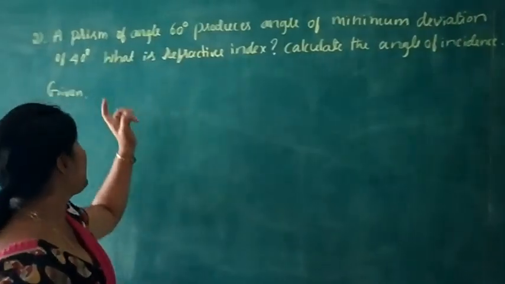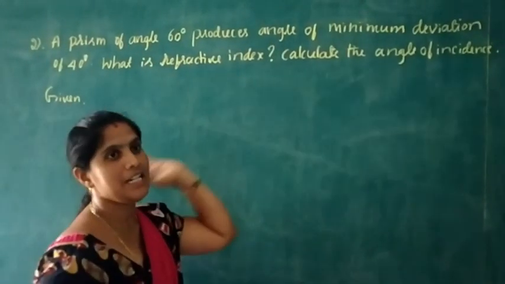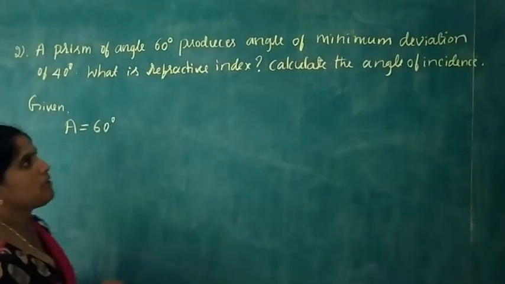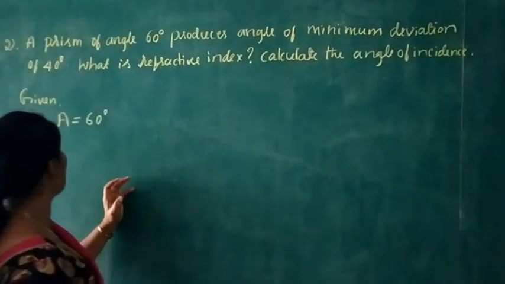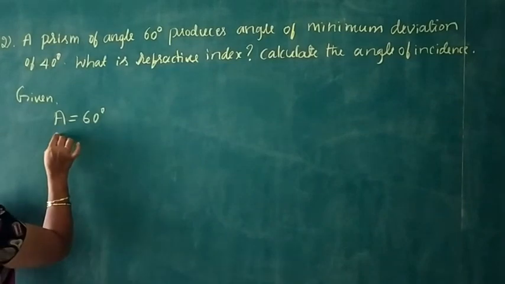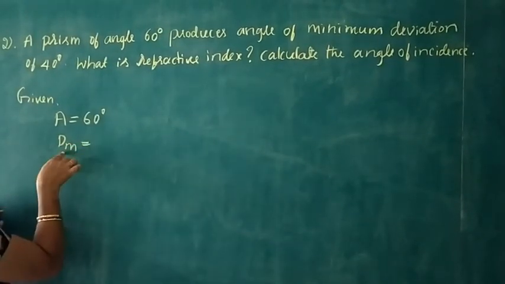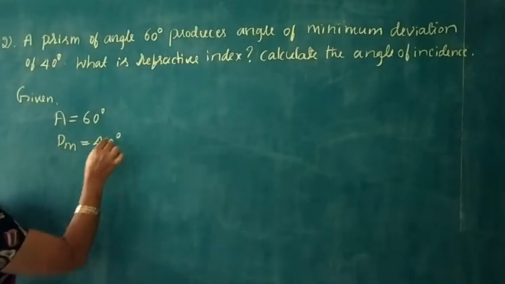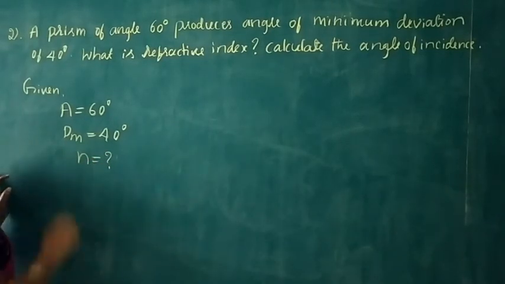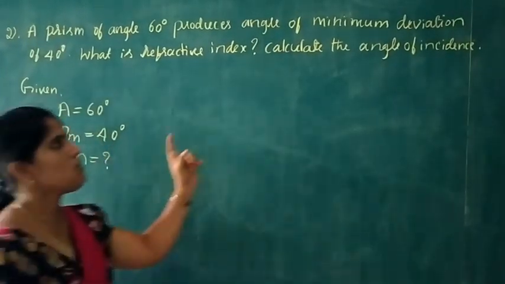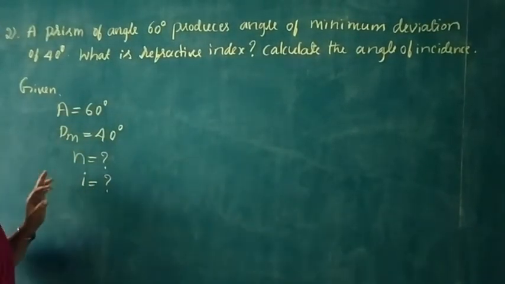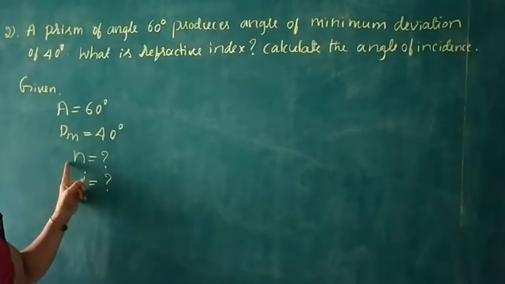Next problem: a prism of angle 60 degree, that means angle of prism A is equal to 60 degree, produces an angle of minimum deviation of 40 degree. That is, the minimum angle of deviation dm is equal to 40 degree. What is the refractive index? Refractive index is denoted by n. In this problem, we calculate the refractive index and also the angle of incidence, that is i. First we calculate i and later we calculate the refractive index.